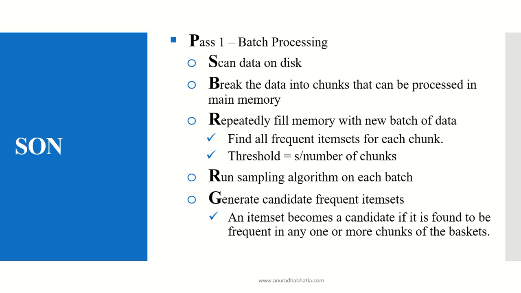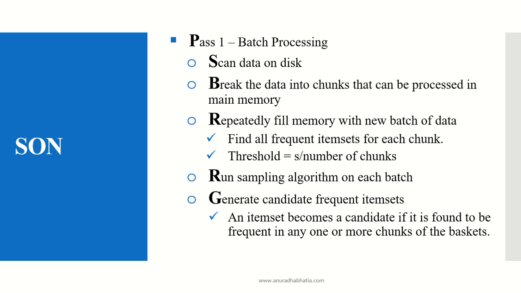Now, how does the SON algorithm actually work? In pass 1, batch processing is done. Now, what do we mean by the term batch processing? These are the steps which the SON algorithm follows. It scans the data on a disk, that is, all data is present on a particular disk. We break this data into chunks that can be processed in the main memory, that is, we break it out item by item. So, if it is A, B, C, D, E, then we break it into A as one item set, B, C, D, E. So, these are 5 different item sets.